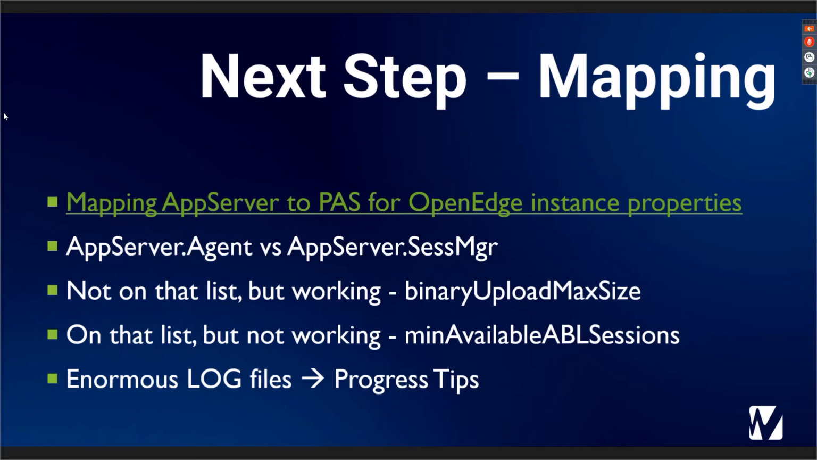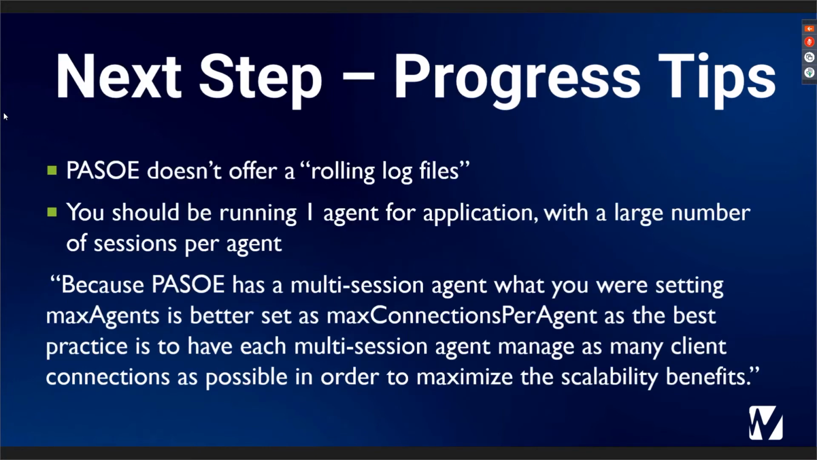So we asked for Progress help, and then we got some Progress tips. And the first tip was that PASOE doesn't offer rolling log files, and by that they said that PASOE doesn't roll the log file when it gets to a certain size, like in the classic. The only option is that it gets archived at midnight. So that was a real problem for us. And for the agent log, it wasn't even archiving at midnight. Their solution, at least for now, was to use in the name the year, month, day, brackets, and automatically it was renamed and archived at midnight.